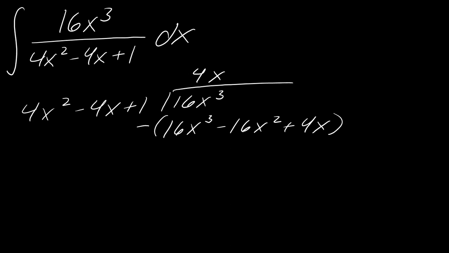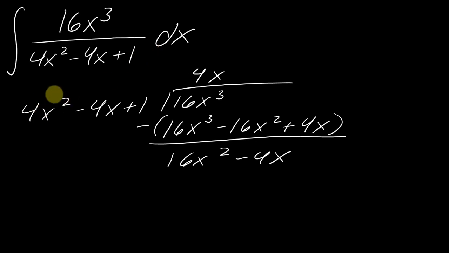And then I subtract off this entire result. So don't forget to watch out for the negatives. When all is said and done, I'm left with positive 16x squared minus 4x. And now I start over again. What do I multiply 4x squared by to get 16x squared? That would be 4.